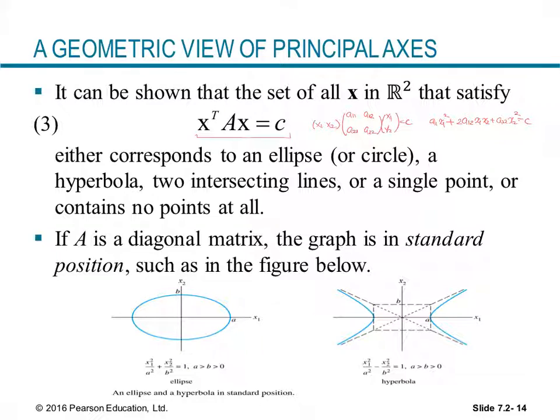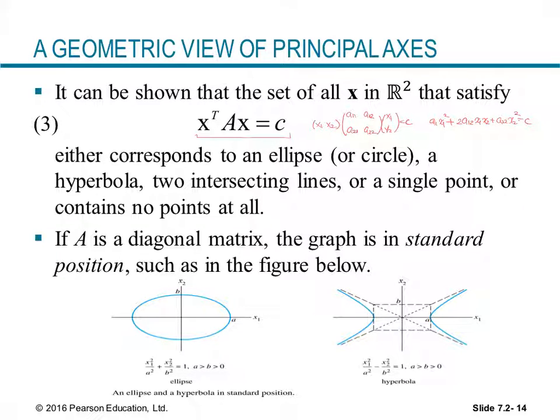So if a11 and a22 are non-zero and they are the same, then the x1 x2 pair satisfying this equation will define a circle. If a11 and a22 are non-zero and they have the same sign, then the x1 x2 pair satisfying this relation will define an ellipse. And if a11 and a22 have opposite signs, then the x1 x2 pair will define a hyperbola, and so on.